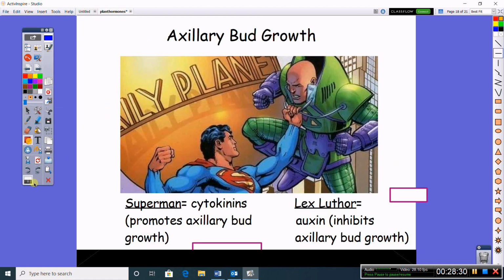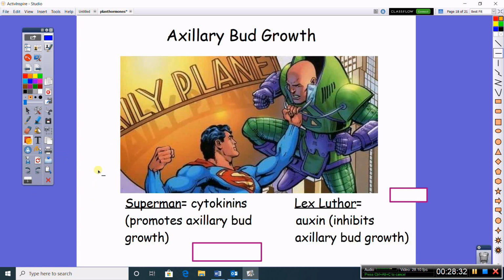Okay, this is not something you have to do. This is something that may help you to get all these hormones straight in your head and help you to understand them a little bit better. So had we been in class, we would have done something like this, and my students usually like it. This is coming up with analogies for some of the different hormones and their actions.